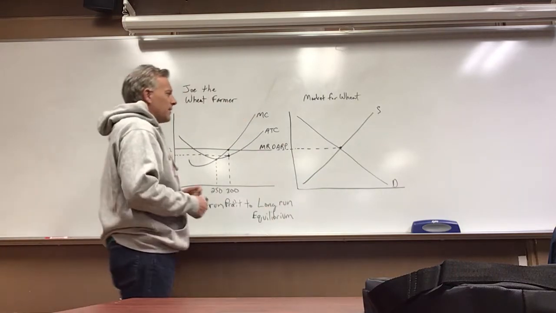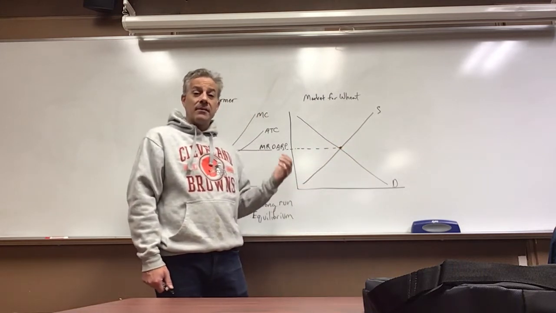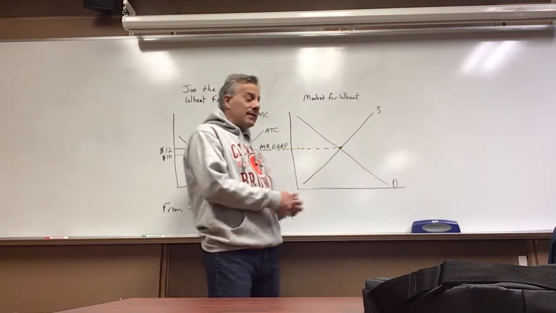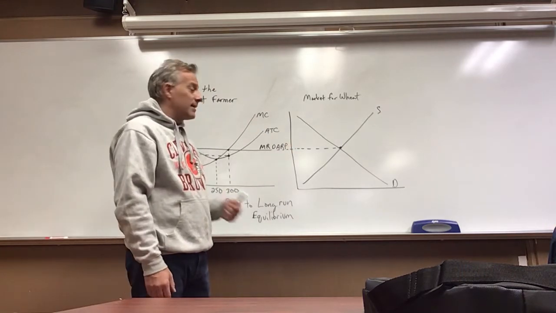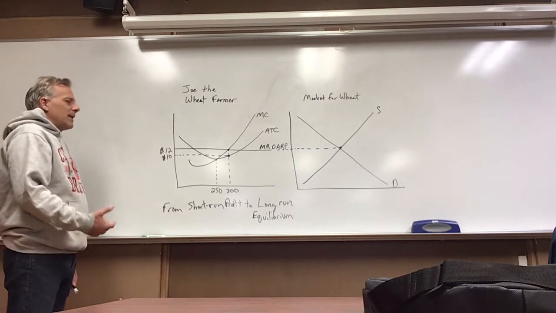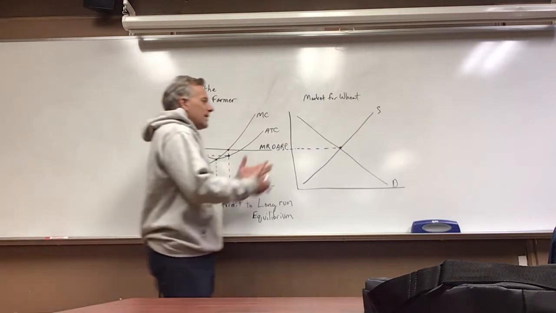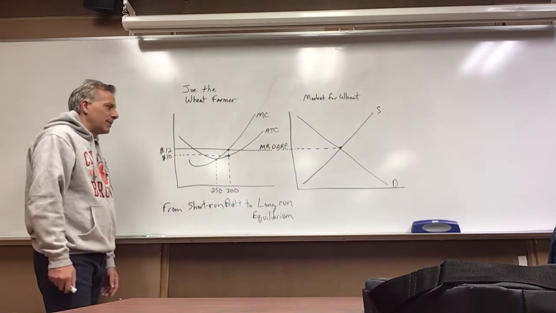Well, firms, other farmers are going to go to the wheat market. Corn farmers, soybean farmers are like, hey, the wheat market's the place to go. So if there's more producers in the wheat market, that's gonna increase our supply. All right? So what's gonna end up happening is the supply is going to keep increasing until we end up at what's called long-run equilibrium.